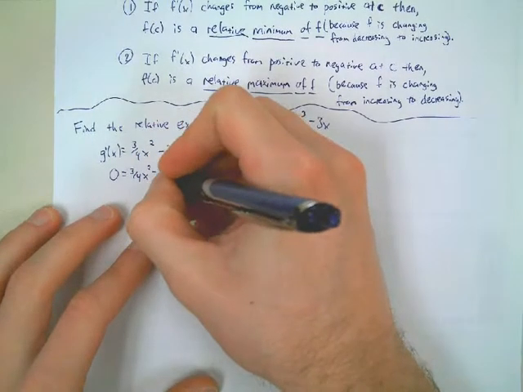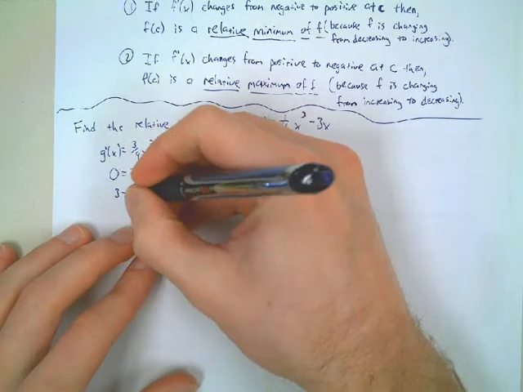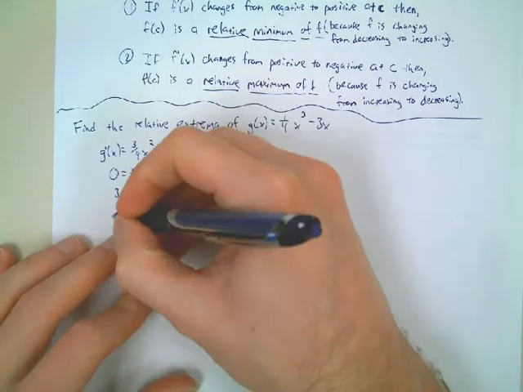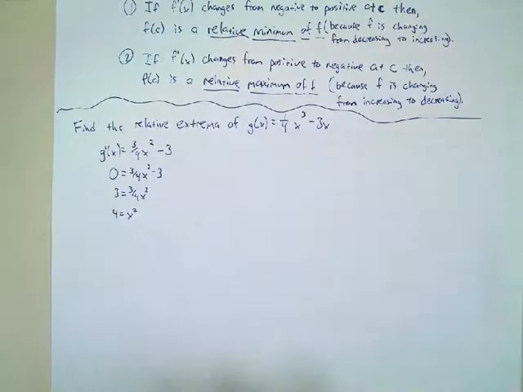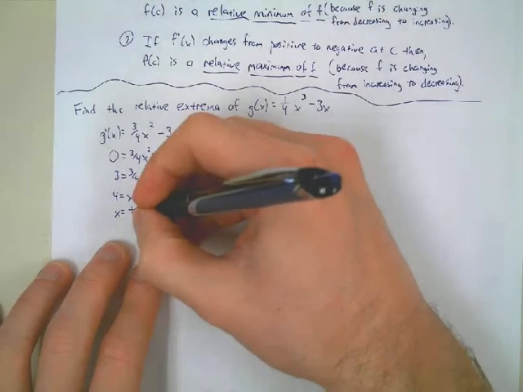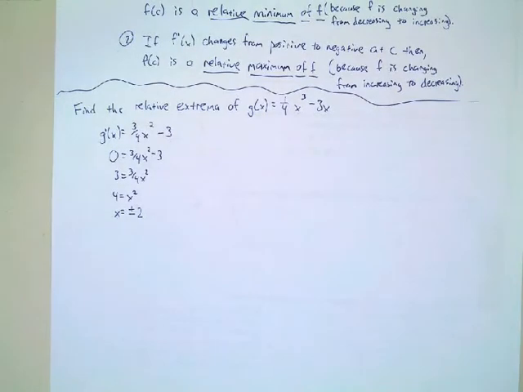We'll add 3. Multiply both sides by 4/3, I guess. We get 4 equals x squared. And so then x is equal to what? Plus or minus 2. Yes, plus or minus 2. There's no interval here, so we want to include plus or minus 2. All right. These are our critical points.